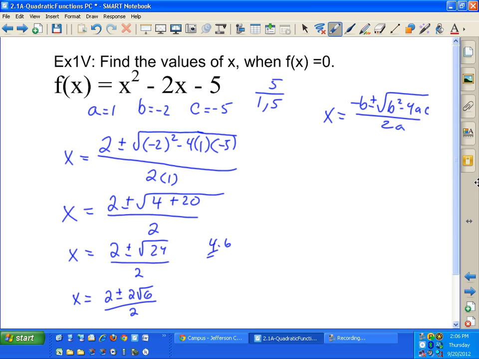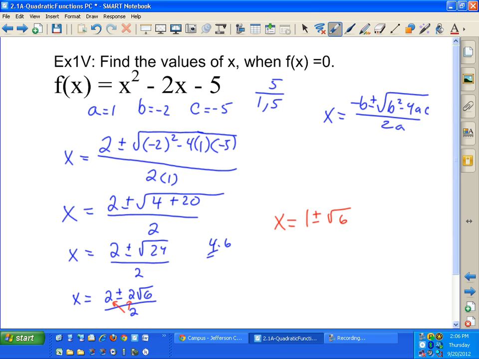Now, since both the 2 out front and the 2 in the back are divisible by 2, I'm going to divide them by 2, and then I'll get rid of my fraction. So I'm really left with x equals 1 plus or minus root 6.